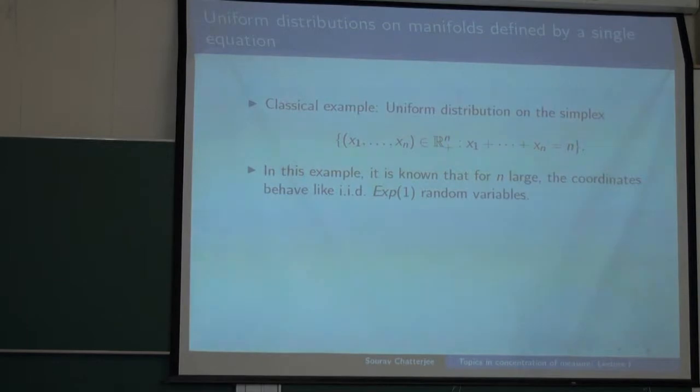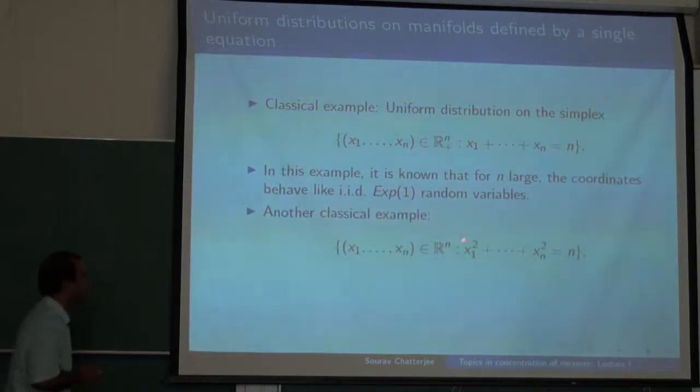Now the sum is concentrated. The sum divided by n is close to 1. So the vector itself is close to this. So this is a standard probabilistic result which you can try to prove if you don't know this, that if you choose uniformly from here, the coordinates are approximately IID exponential.